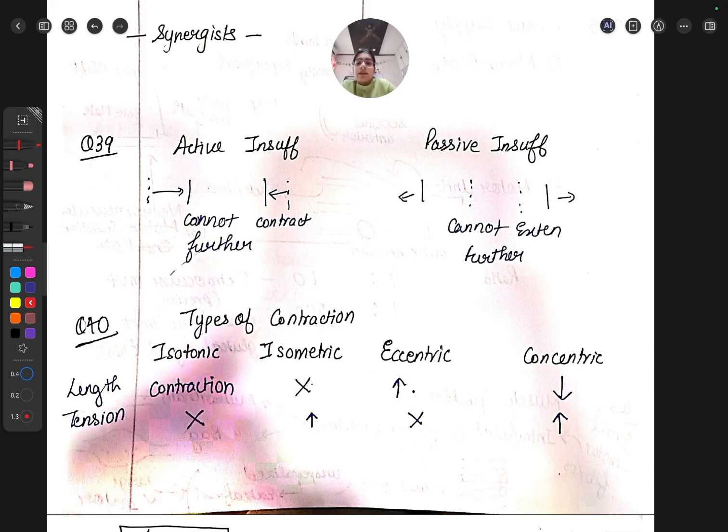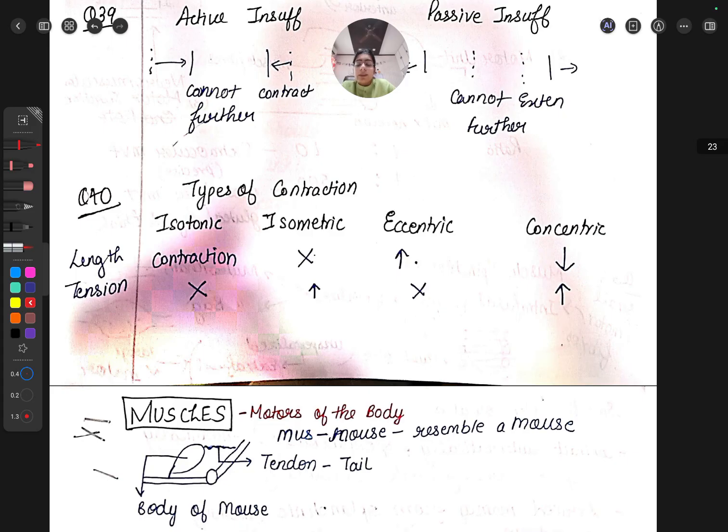And active is contracting. Now types of contraction: isotonic, the tone is same; isometric, the length is same; eccentric and concentric. In eccentric, the length is increasing but the tension is not increasing, and in concentric, the length is decreasing, because concentric is towards the center and eccentric is away from the center.